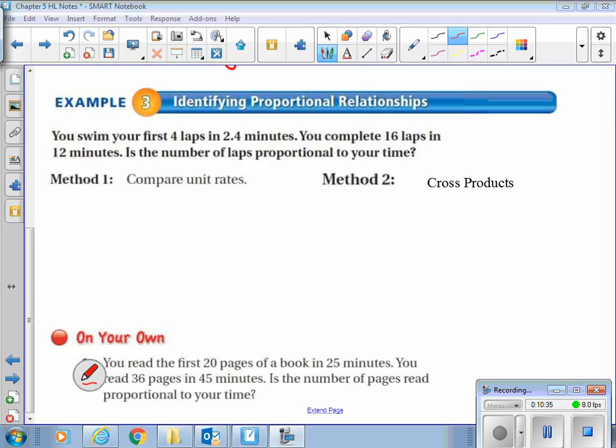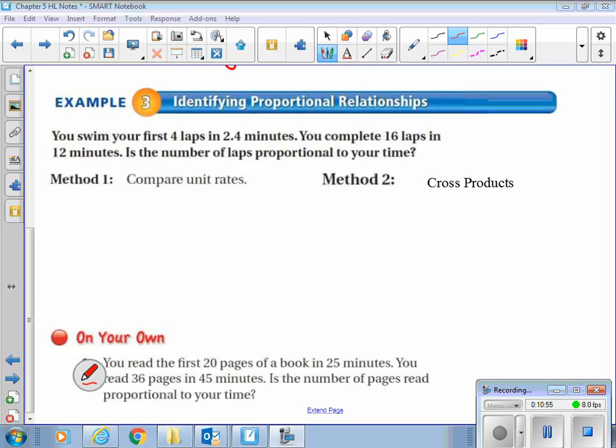All right, in example 3, we're going to identify the proportional relationship. I'm going to show you 2 methods again. We're going to compare unit rates, and we're also going to do cross products. You swim your first lap in 2 4/10 minutes. You complete 16 laps in 12 minutes. Is the number of laps proportional to your time?